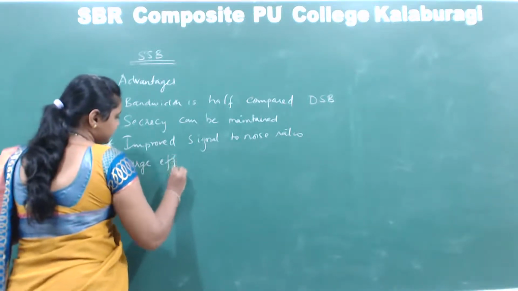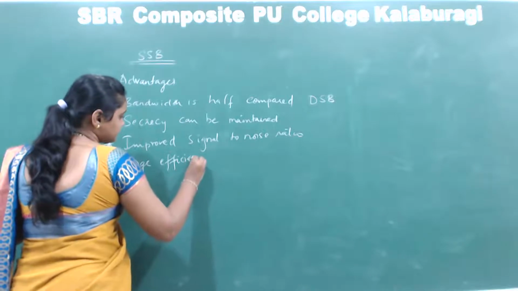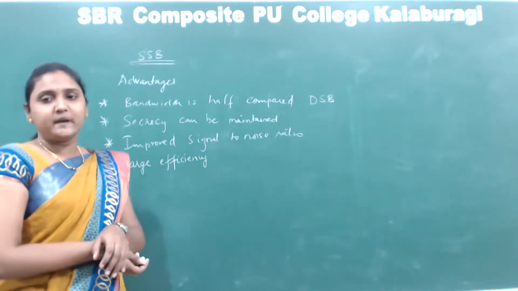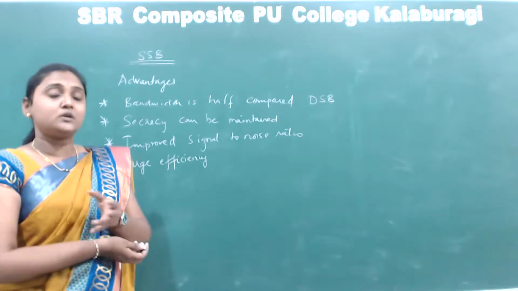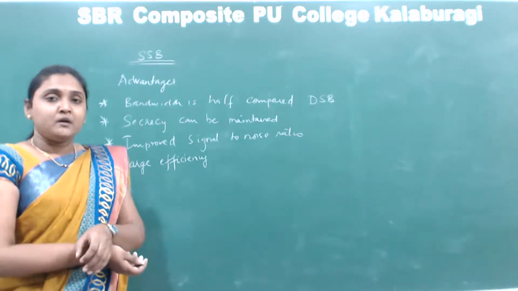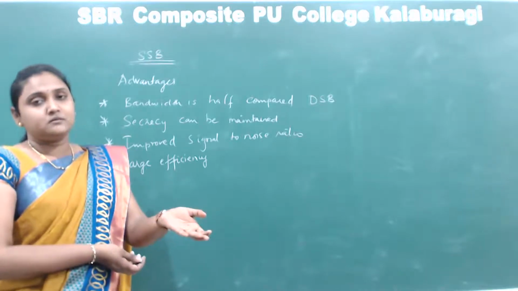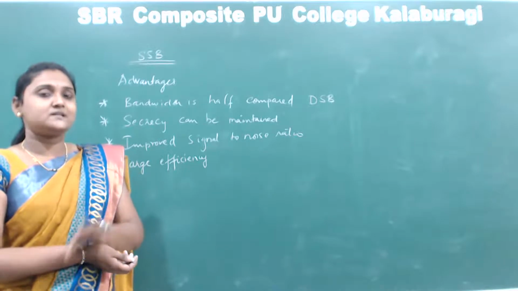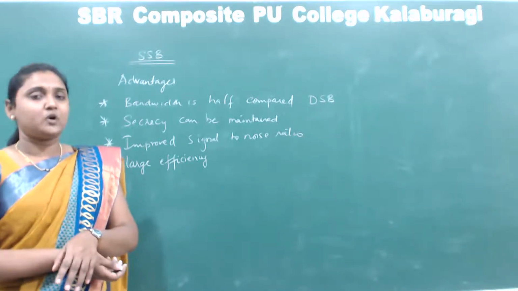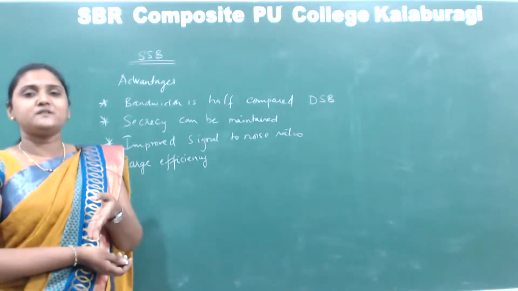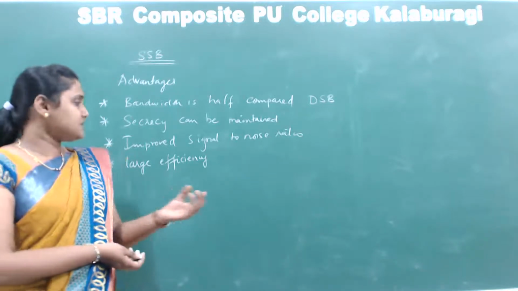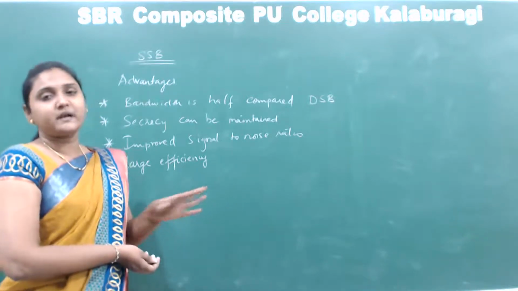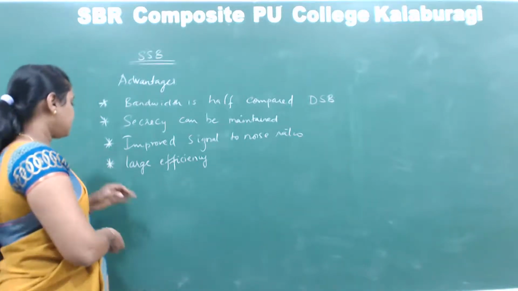Large efficiency. So what is efficiency? It is the ratio of sideband power divided by the total power. Here the total transmitted power itself is the sideband power, and the numerator is also sideband power, so it is going to be 100%, for single sideband suppressed carrier or double sideband suppressed carrier. If the carrier itself is removed, then efficiency is going to be definitely increased. Ideally, it can be 100%, but practically it cannot reach 100%.